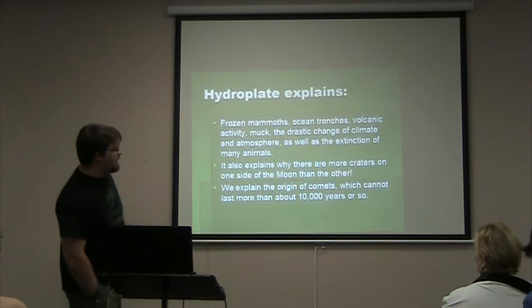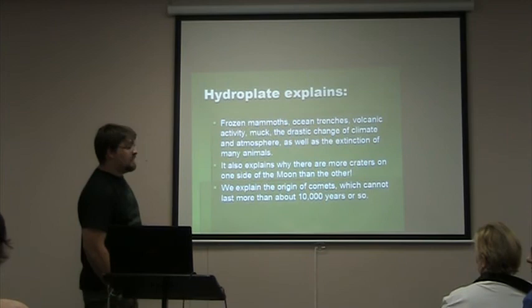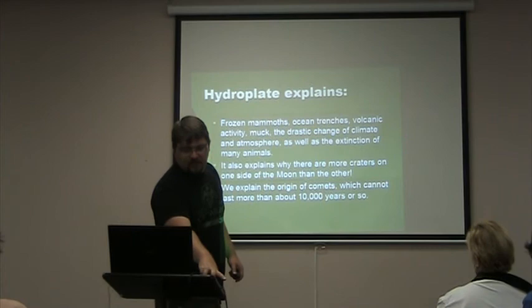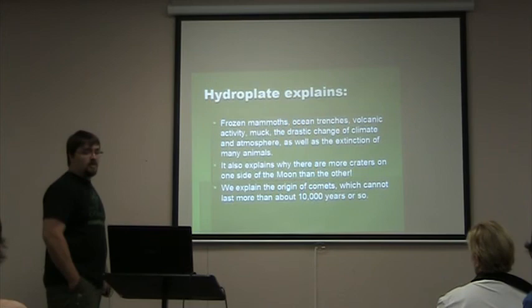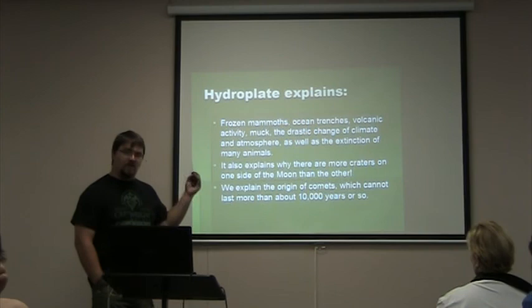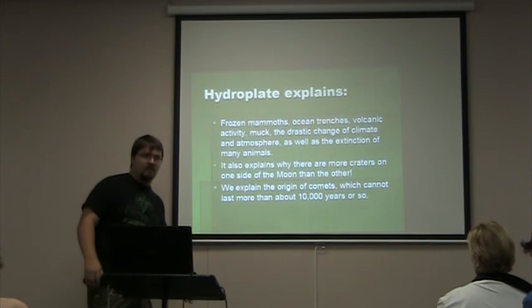First of all, again, it explains all this stuff. It explains muck. It explains the drastic change in climate in the atmosphere. It explains the extinction of many animals that are no longer suited for our current climate. They can't breathe, they can't fly, whatever. It explains why there are more craters on one side of our moon than the other. It explains the origin of comets. We've talked about the fact that the current comet population will all be gone in as little as 10,000 years. So we have some pretty diverse explanatory power here. We're explaining the heavens, we're explaining the Earth, we're explaining underneath the Earth. This is a very comprehensive theory.